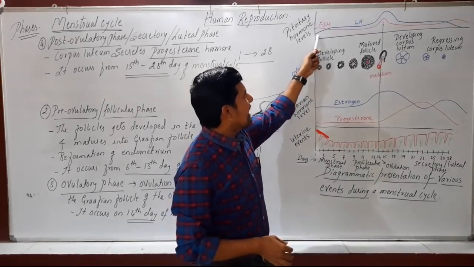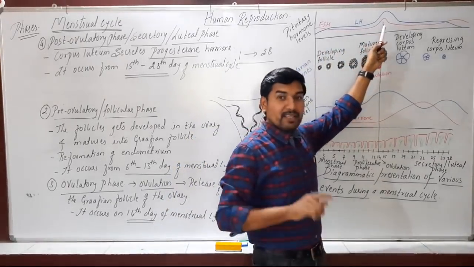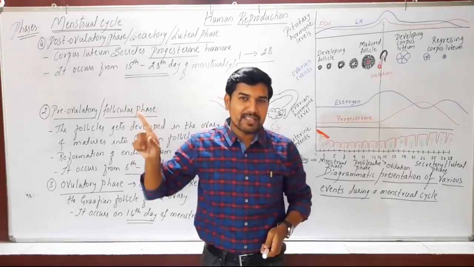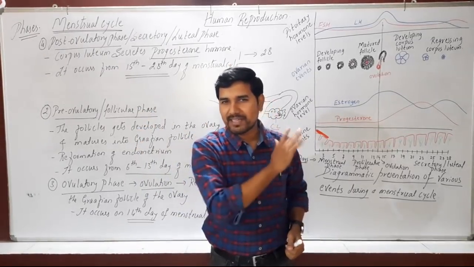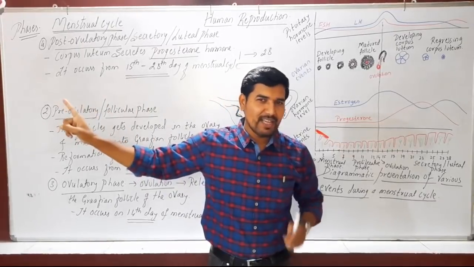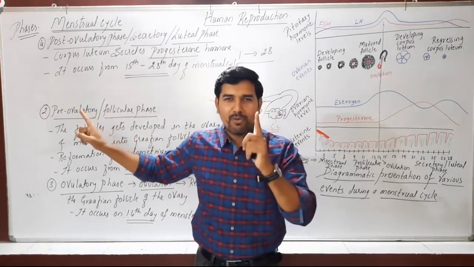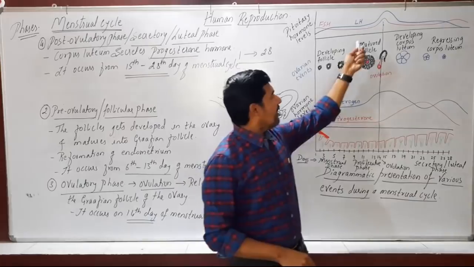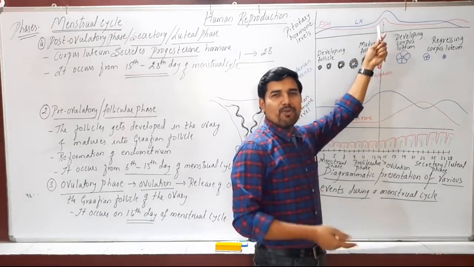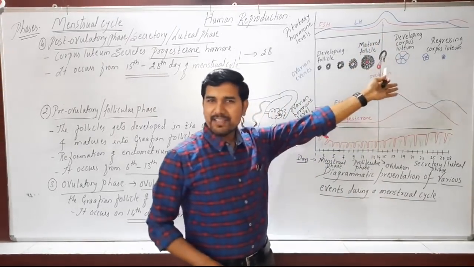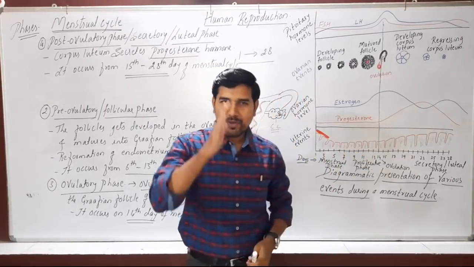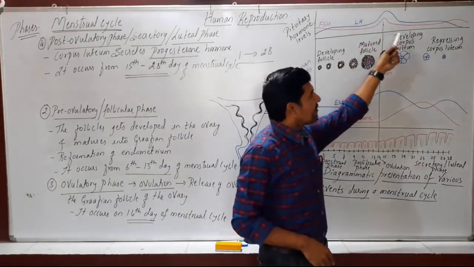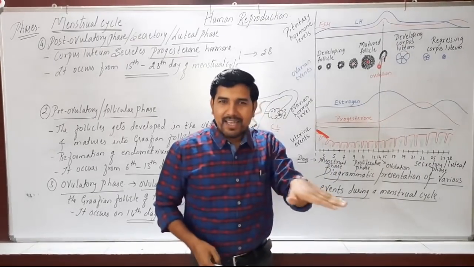Look at this. LH hormone on the 14th day, the surge means the release of LH. The surge of LH increases exactly at the mid of the menstrual cycle, exactly on the 14th day. That's why LH is said to be the ovulatory hormone. At the mid of the menstrual cycle, on the 14th day, the LH surge increases like anything so that the ovum can be released from the Graafian follicle. The process is said to be ovulation. Then after that, the LH remains less.